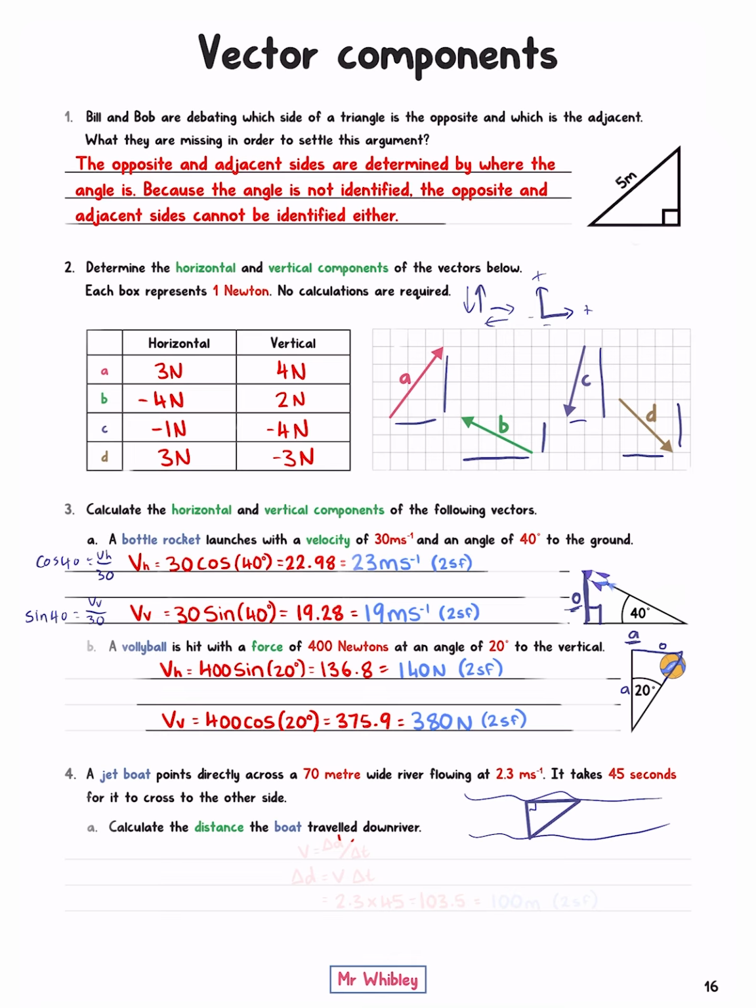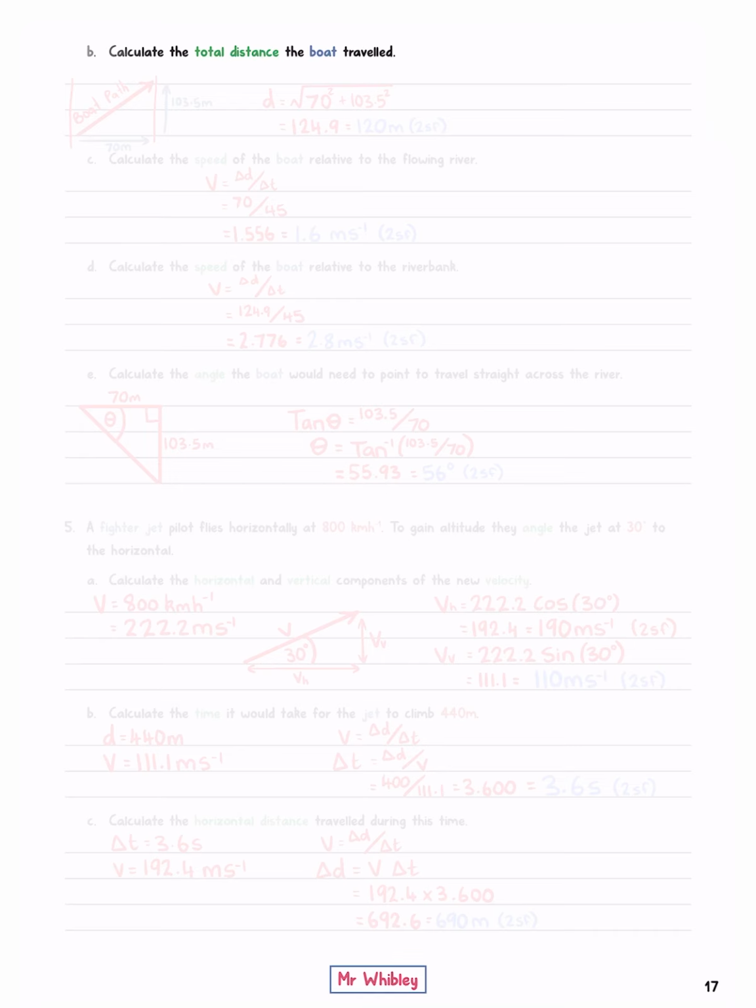Where the river is flowing at 2.3 meters per second, which represents this side here. And so if we know it traveled at this downriver velocity for 45 seconds, we can use our velocity equation, rearrange for displacement, putting in our 2.3 and our 45 seconds. That gives us a downriver distance of 103.5, or 100 meters to two significant figures. Calculate the total distance the boat traveled.